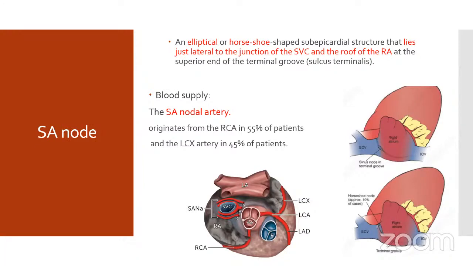It receives its blood supply from the SA nodal artery, which originates from the RCA in 55% of patients and from the left circ in 45% of patients. Regardless of its artery of origin, the nodal artery usually courses along the anterior interatrial groove toward the superior cavoatrial junction. At the cavoatrial junction, its course becomes variable and may go either anteriorly or posteriorly, or on rare occasions both anteriorly and posteriorly around the cavoatrial junction to enter the node. The artery also may arise distally from the circumflex artery, where it is at risk of injury when using a superior approach to the mitral valve. So always keep this anatomical variation in mind.